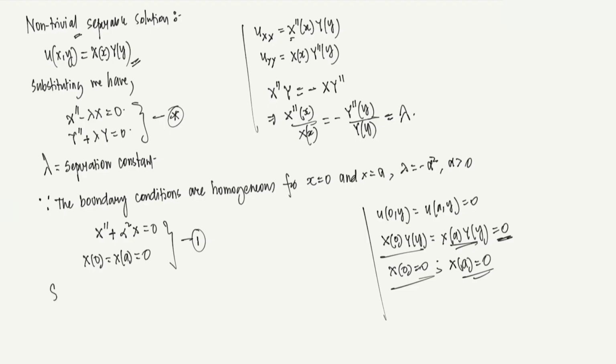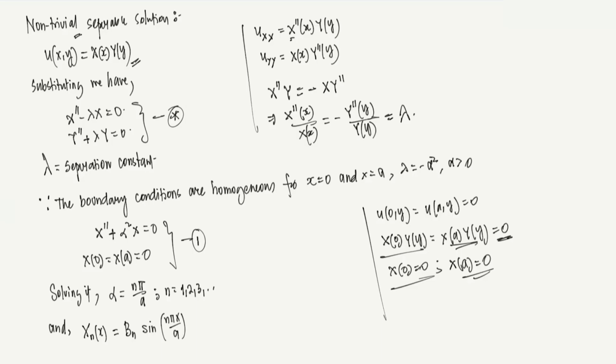So by solving it, this I am not doing because you already know this stuff, right? If you solve it, it becomes n pi by a, where n equals 1, 2, 3, and it goes on. And the corresponding eigenfunctions X_n of x will look like this: b_n times sine n pi x by a.